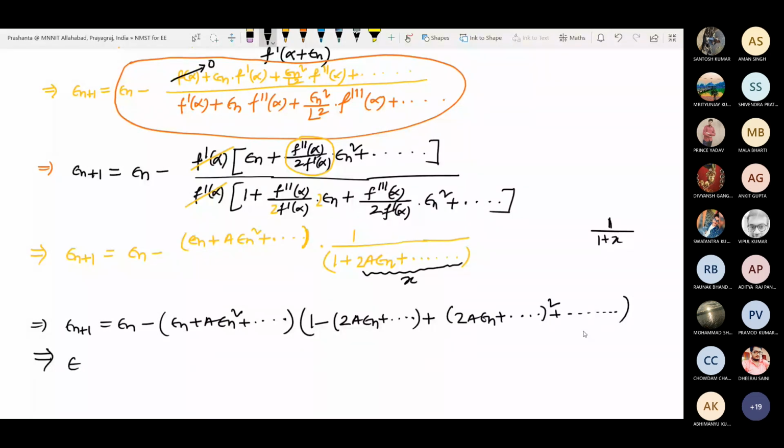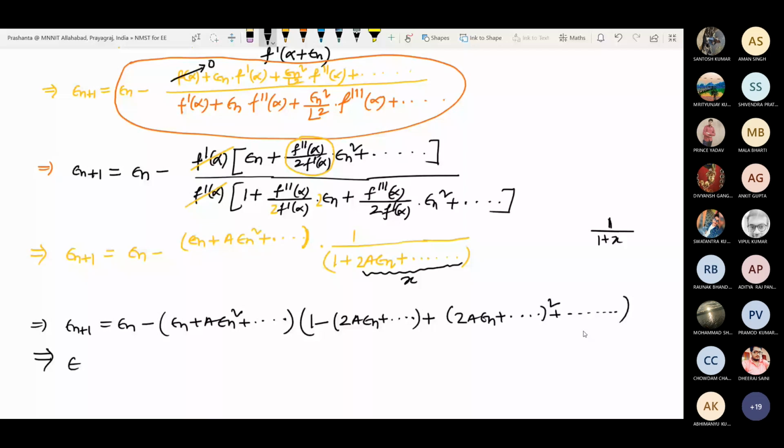So if a quantity is less than 1, then which one is smaller? Suppose the quantity is, let's say, r, and r is less than 1. Then which one is smaller, r or r square? R square. R cube will be much smaller. R power 4 will be even smaller than that. So since epsilon n is small, we will be neglecting the higher order terms. We will only be keeping the lowest order term.